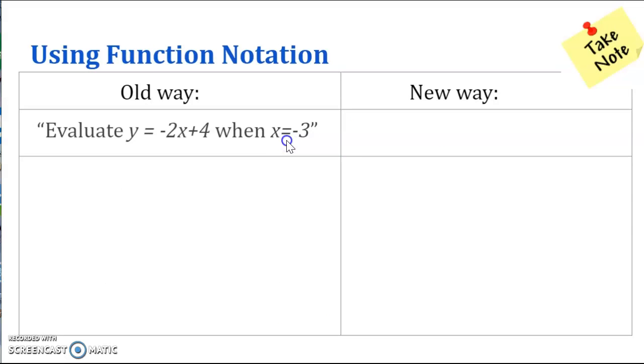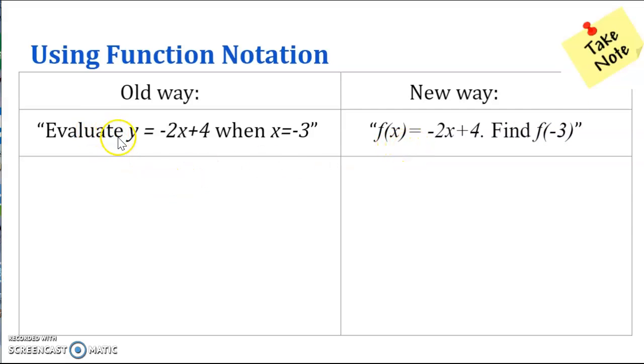Alright, so then let's see how it is used. The old way of writing things is like: evaluate y is equal to negative 2x plus 4 when x is negative 3. The new way will be to write it in terms of f of x. f of x is equal to negative 2x plus 4. Notice that negative 2x plus 4 is exactly the same. The only thing that is different is that y has been replaced by f of x. And now if we say f of negative 3, this just basically means what is the output when the input is negative 3? What is the output of the function f when the input is negative 3?